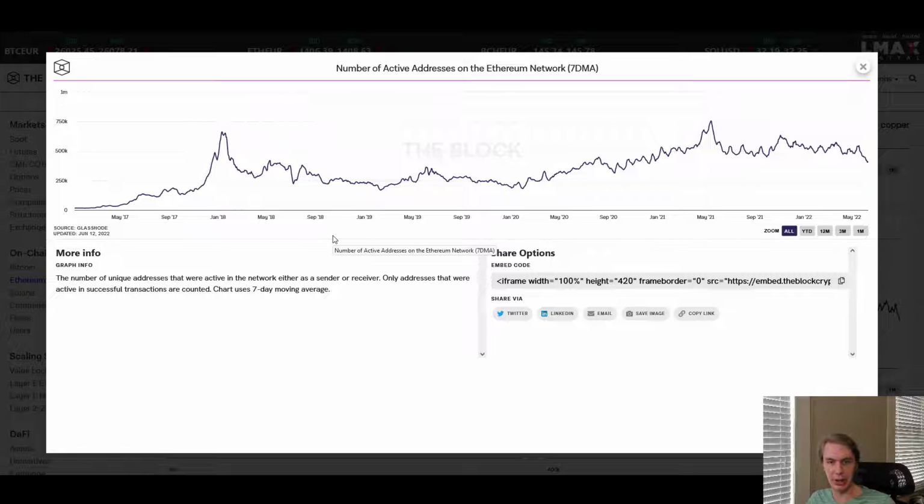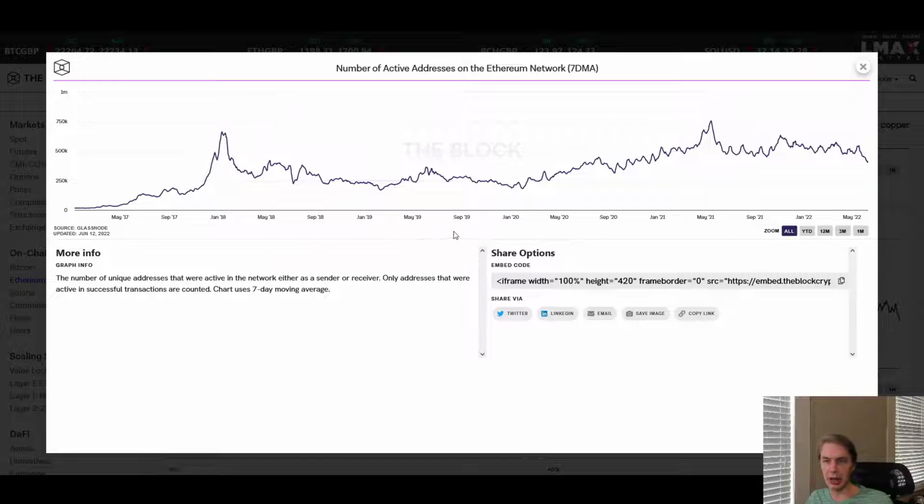So one thing I wanted to look at was some on-chain data for Ethereum. Something I noticed is also a little bit concerning. So I'm showing you here, this is theblockcrypto.com. This is an on-chain data chart that they have here, which is just the number of active addresses on Ethereum. The 7-day moving average is what I'm showing you here.